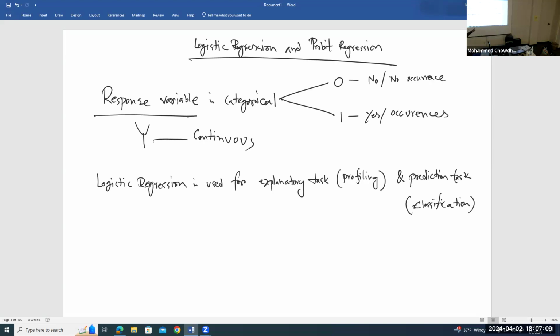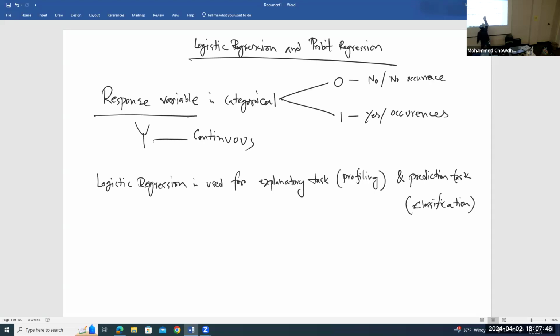And the other is the prediction task, or classification. Prediction task means I want to predict the probability of falling in the high blood pressure group. One, I am seeing the covariate effect on blood pressure: whether height is high, blood pressure is high; weight is high, blood pressure is high. That is called the explanatory task, where covariates explain the dependent variable.